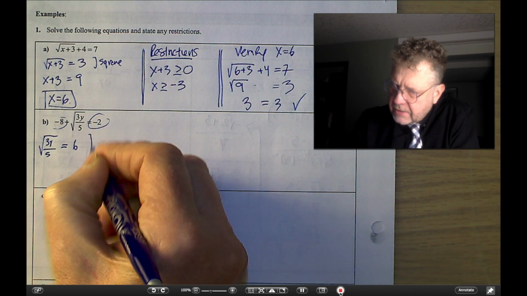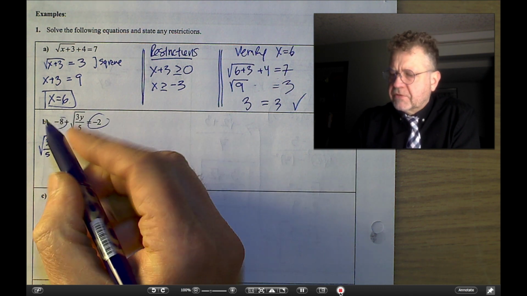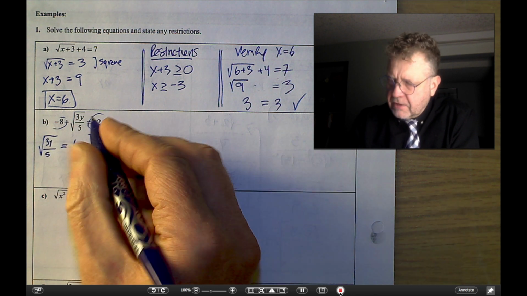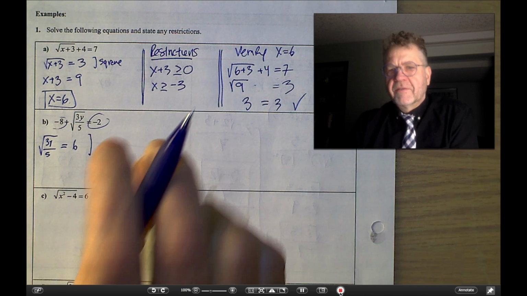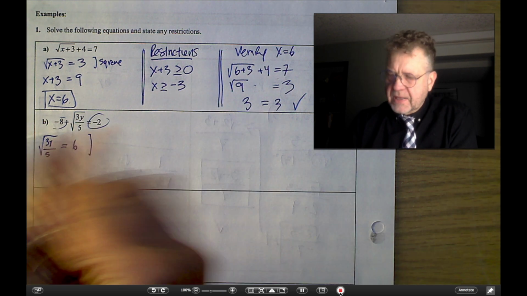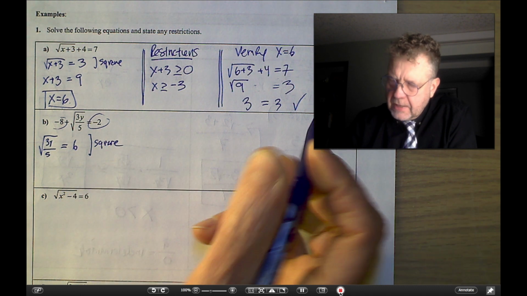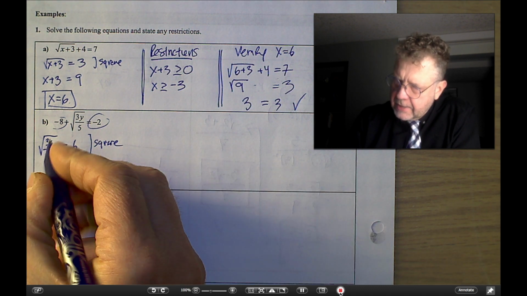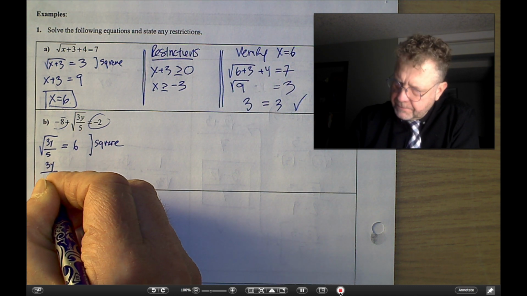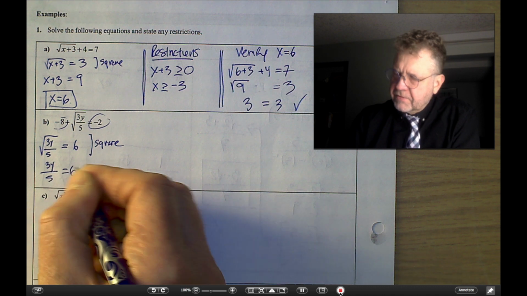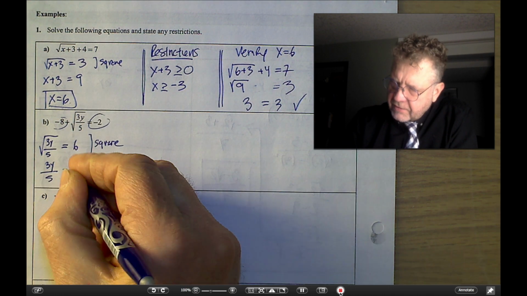And so what I can do, same thing as I did on that first question, is square both sides. Because squaring both sides is going to get rid of the square root sign, because the square of the square root of anything is just going to be that anything. So we're going to square both sides. And when we do that, we're going to get 3y over 5 equals, whoops, not 6, but 36.